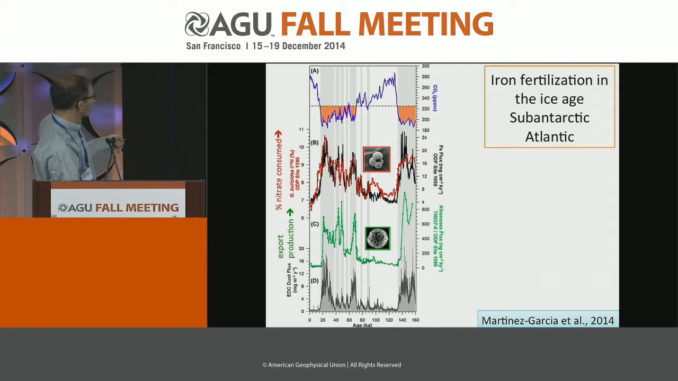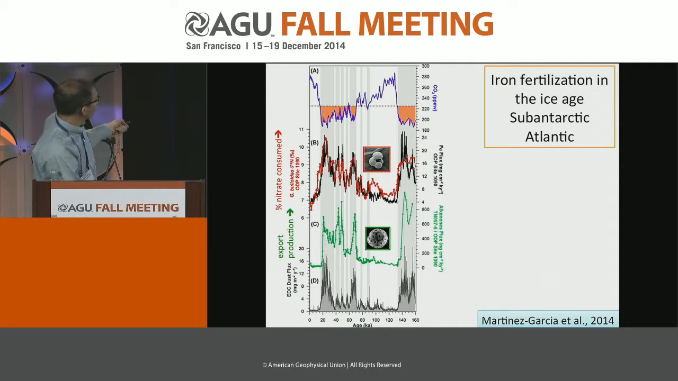This is a reconstruction of export production based on alkanone accumulation rates. At each time when dust fluxes are high, at the millennial scale as well as in general, we see higher export production. And so these types of data alone have made people very interested in the possibility of iron fertilization occurring in the subantarctic. However, if that's true, what we should see during each of these rises in export production is a decline in surface nitrate concentration, an increase in the degree of nitrate consumption.